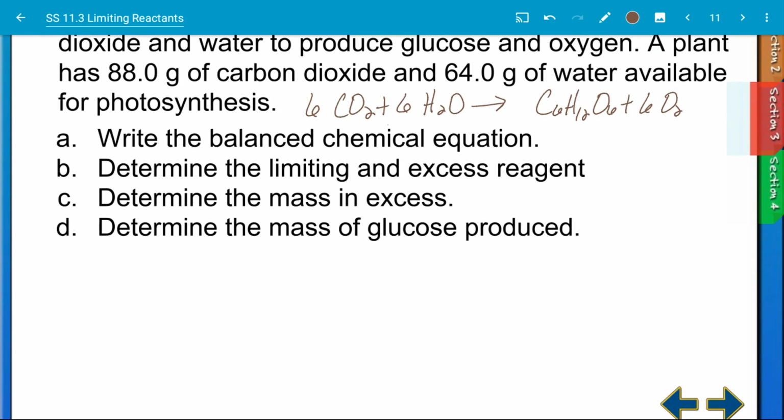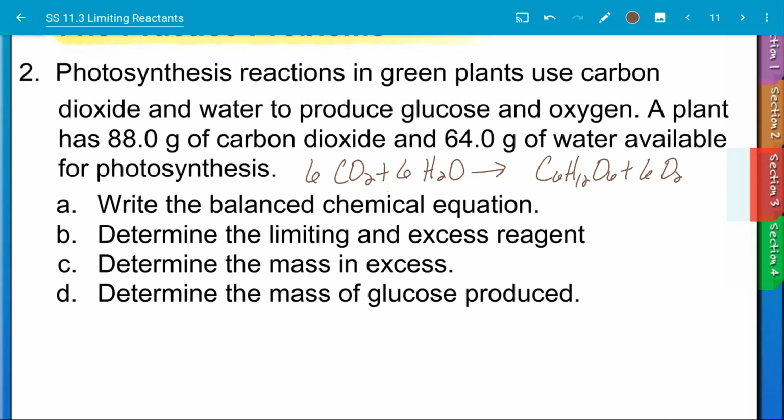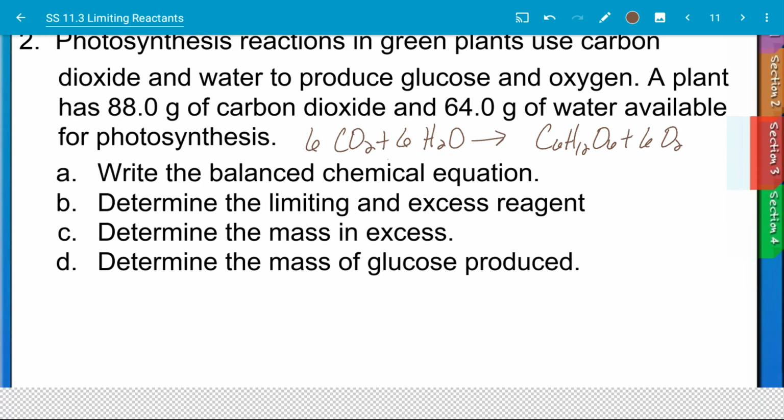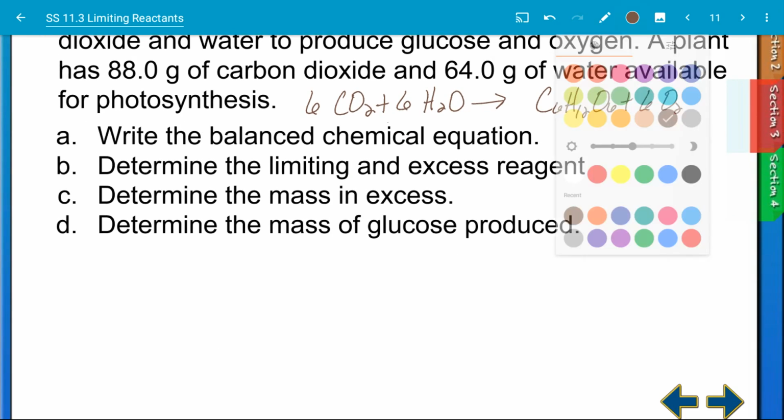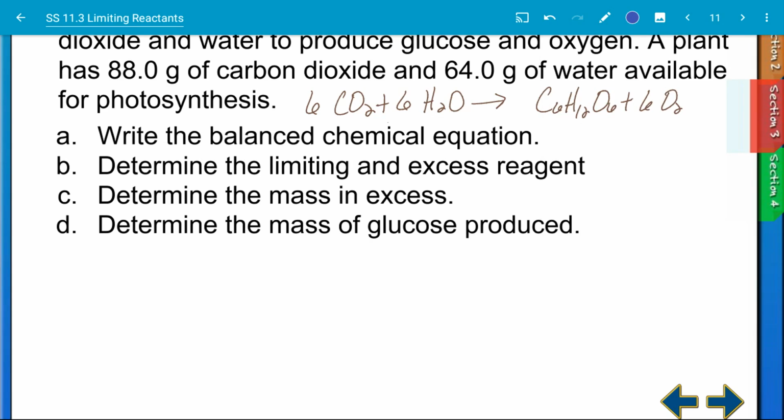It says determine the limiting and excess reagent. I got 88 grams of carbon dioxide and 64 grams of water. Let's just start with the 88 grams of carbon dioxide. I'm going to see if I have 88.0 grams of CO2, how many grams of water will that react with. So I have to go from grams of carbon dioxide to moles of carbon dioxide, use my molar mass, go into moles of water, and then go into grams of water.